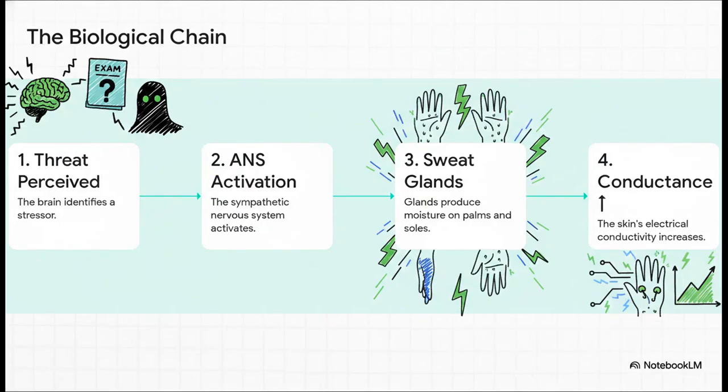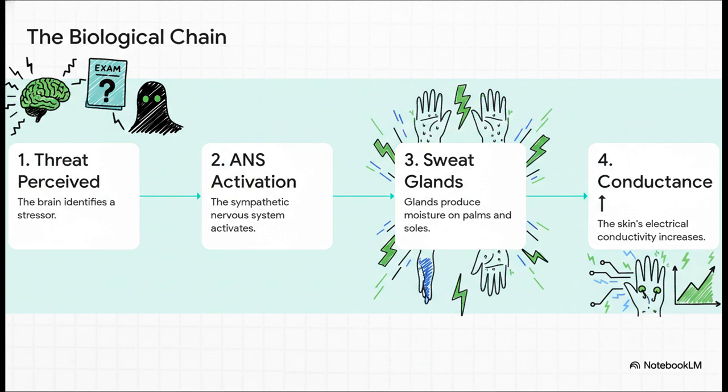Let's break that biological chain down step by step. First, your brain perceives a threat. An exam paper, a scary movie, anything at all. This immediately kicks your sympathetic nervous system into gear. That's your classic fight or flight response. This instantly stimulates your sweat glands, especially on your hands and feet. That little bit of moisture increases how well your skin conducts electricity, and boom, that's the signal our machine picks up. It's basically a direct line from a thought to a measurable physical change.